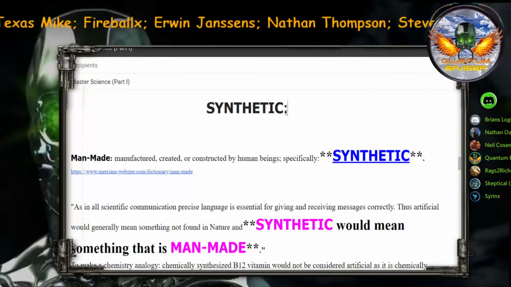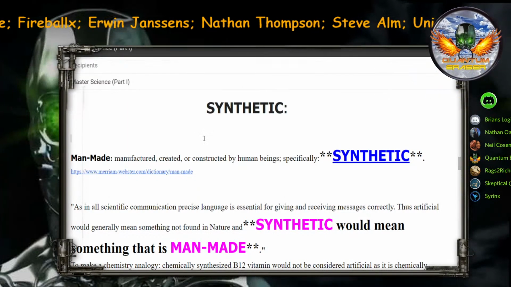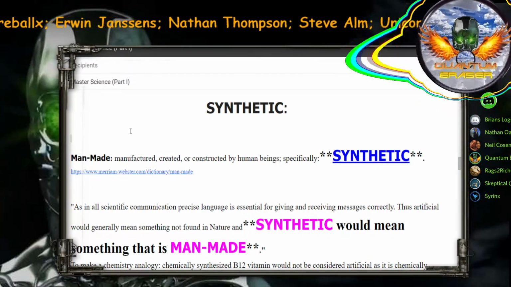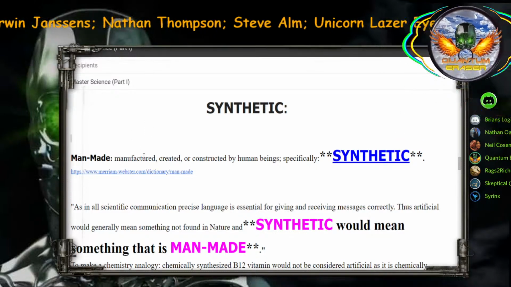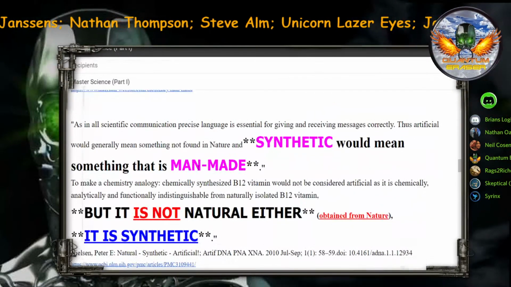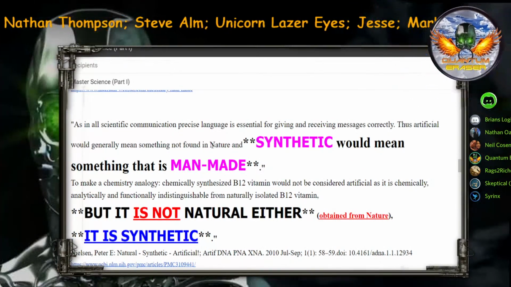Right there. You see that? Synthetic. From Webster's again, man-made: manufactured, created, or constructed by human beings, specifically synthetic. Here's your huckleberry, ballers that have problems with this.